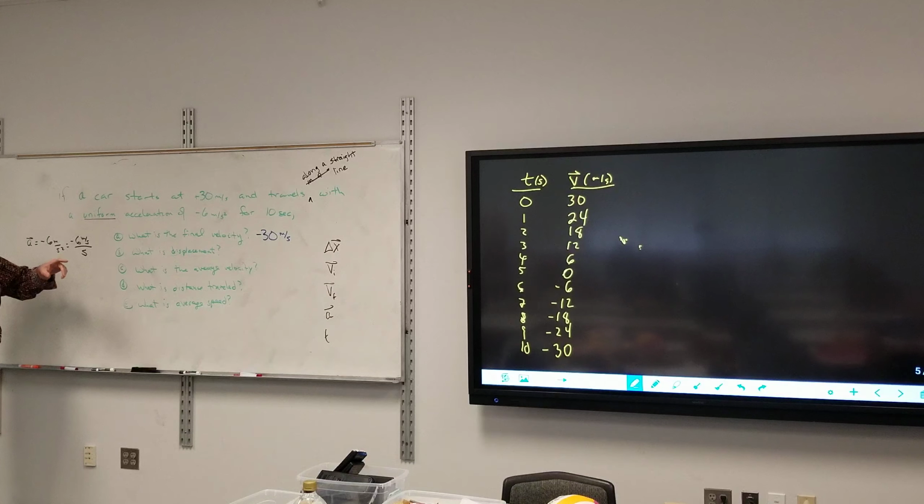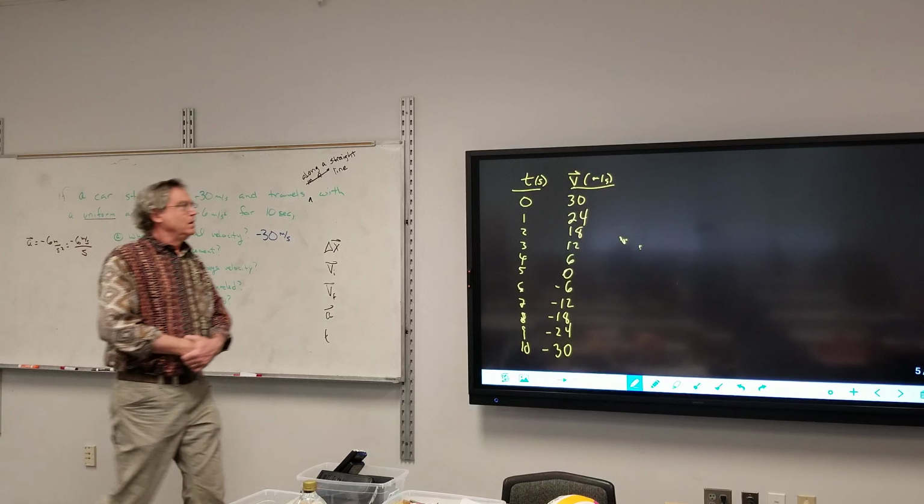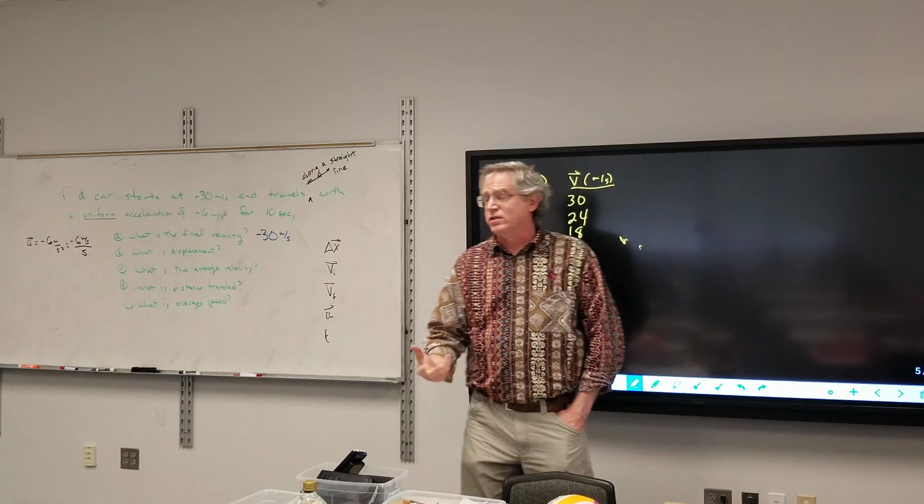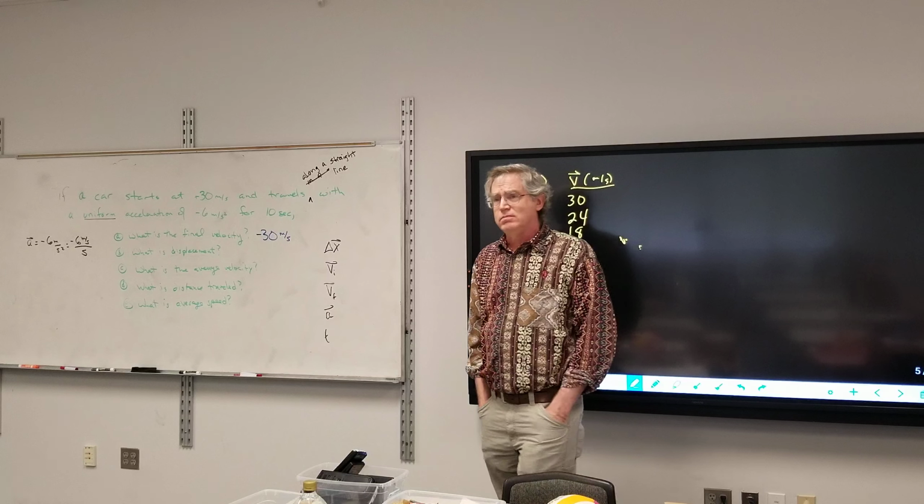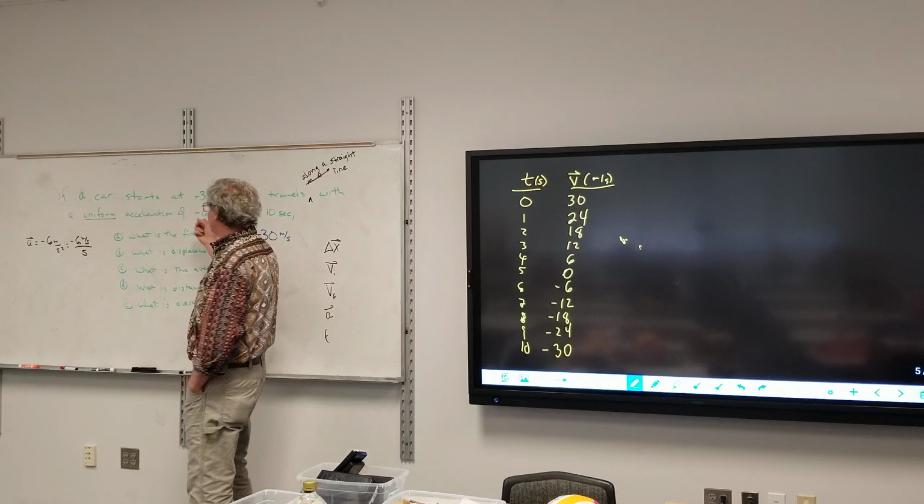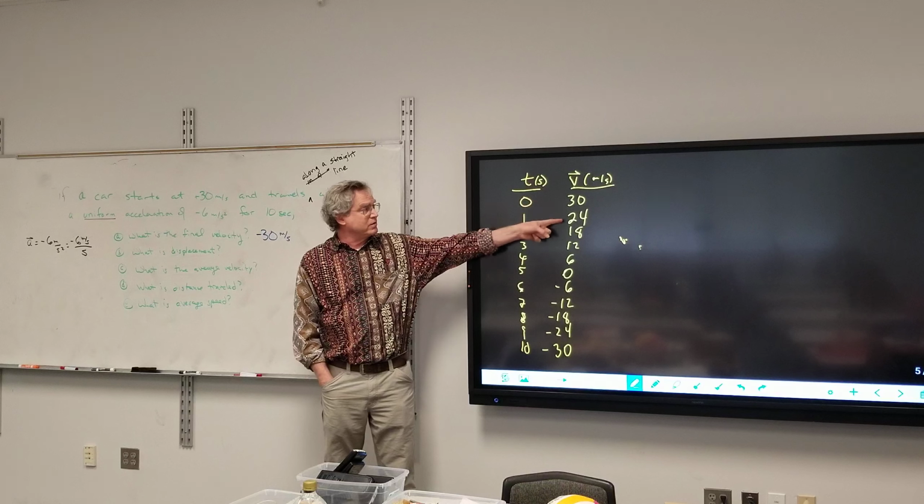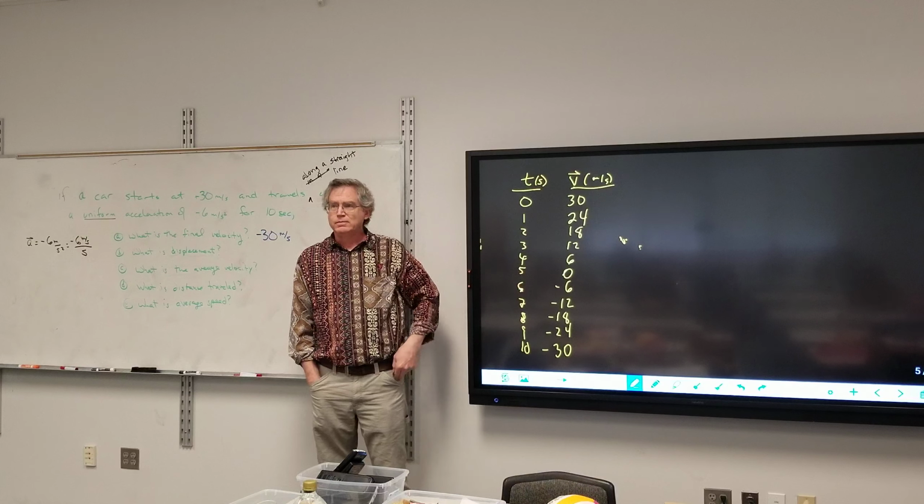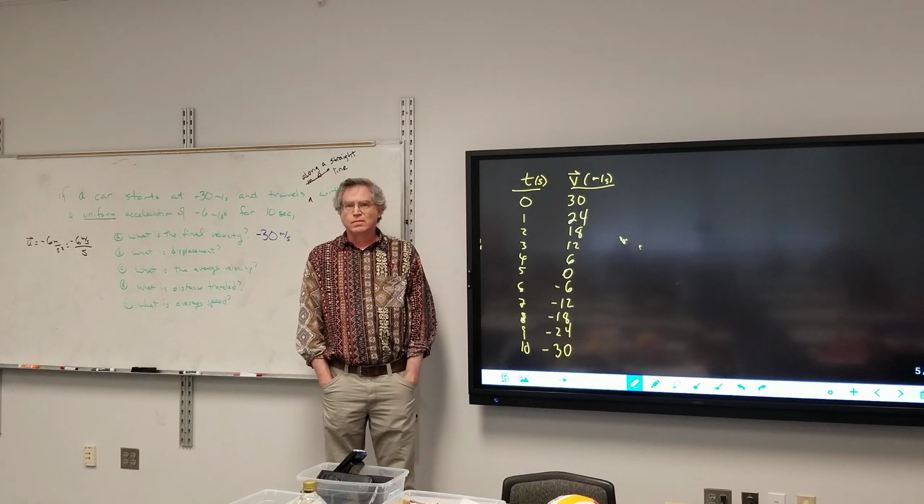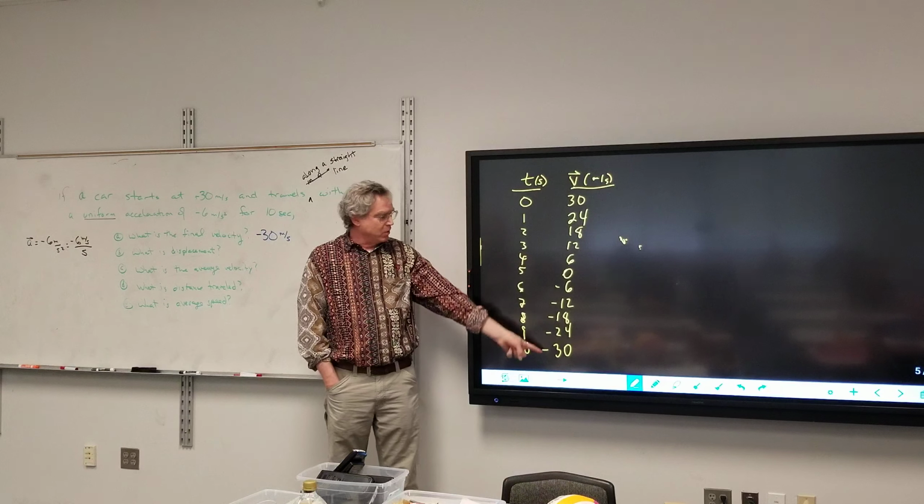Wait a minute. Okay, the question is how we got the negative 30 meters per second. What the acceleration tells us is how the velocity changes. And the number, the negative 6, tells me what happens every second. So basically, we just subtracted 6 every second, and then you just keep going until you get to there.